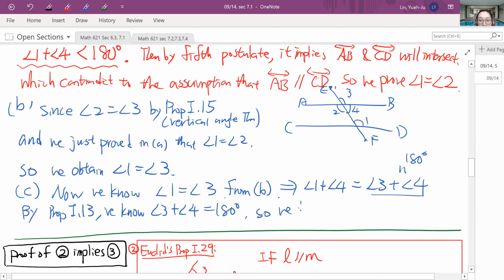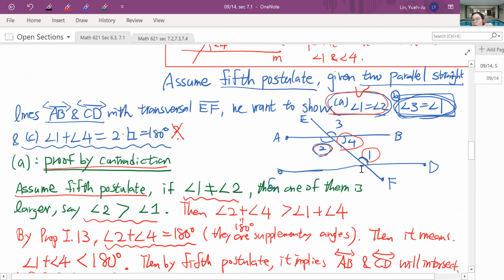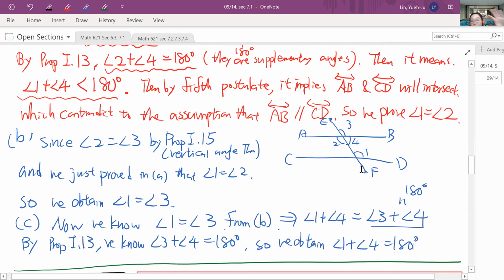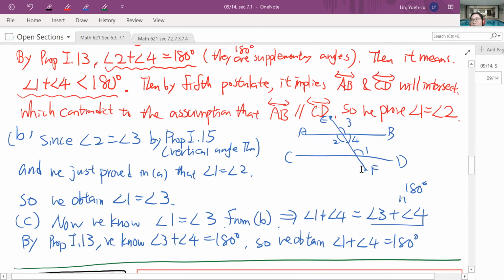So we obtain that if the right-hand side is 180, the left-hand side is also 180. And this is exactly what we want to prove: 1 plus 4 is 180. So you can see that once we prove A, we can use A to prove B. Once we prove B, we can use B to prove C. You might argue with me that I could do it the other way around. It's possible that you could; I haven't really thought it through. You might start from B and try to prove A and C.